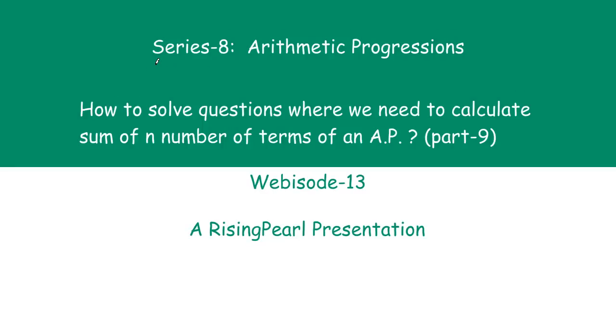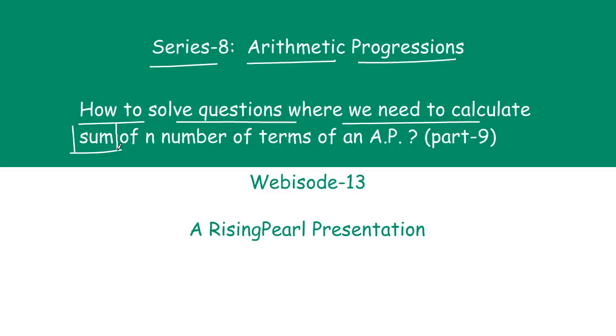Today we are talking about series 8, where we have been learning a whole lot of stuff on arithmetic progression. Friends, this is webisode number 13 and today we are going to continue to find out how we solve questions where we may need to calculate the sum of n terms of an arithmetic progression. This is part 9 because we already have covered 8 parts, 8 episodes dedicated towards finding out what kind of questions we can get on arithmetic progression, but most importantly, how we go about solving those questions.